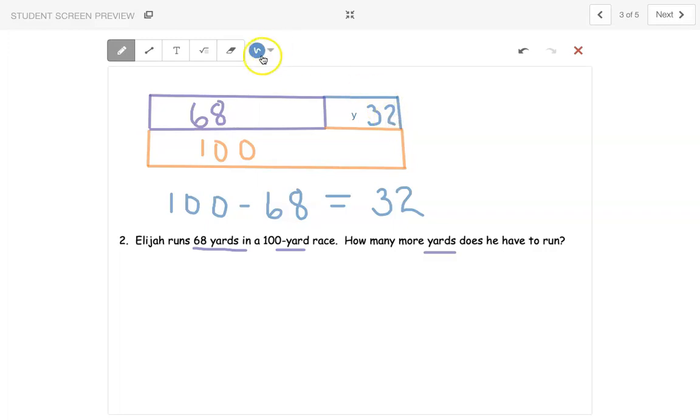How do I check to make sure I'm correct? I'm going to take these two parts and add them together. 68 plus 32 equals 100. The two parts of my tape diagram equal each other. How many more yards does he have to run? That would be 32.